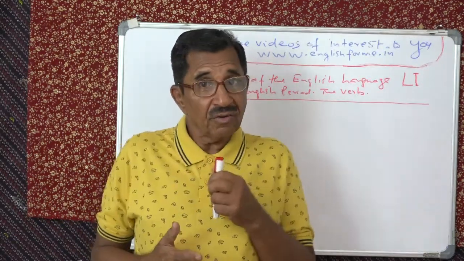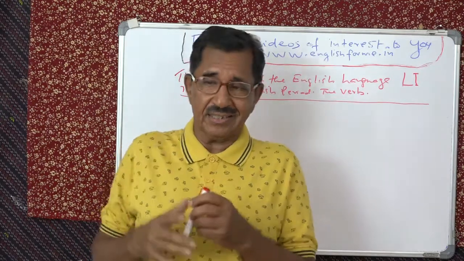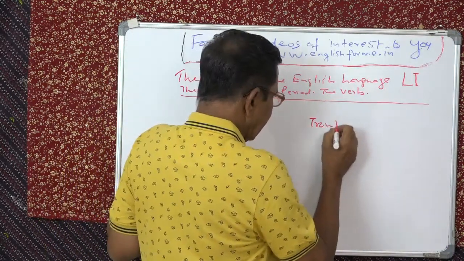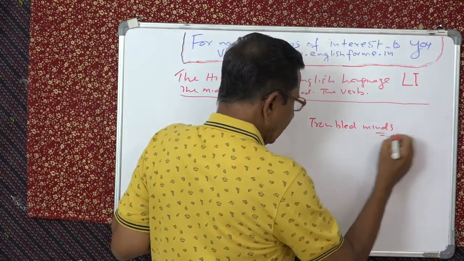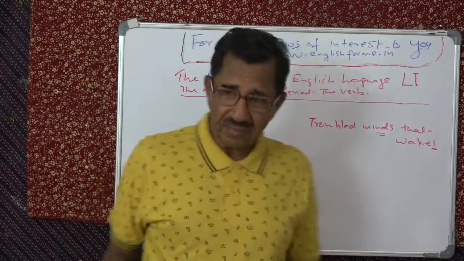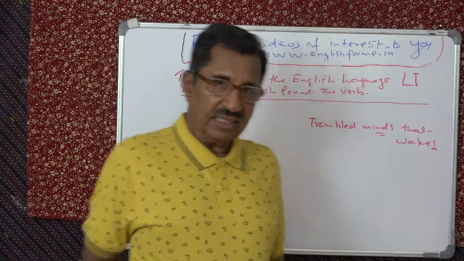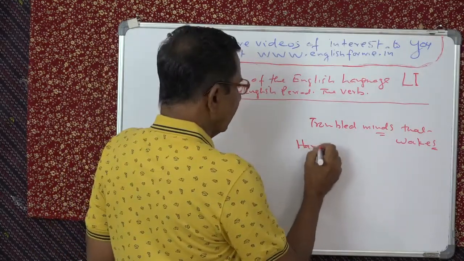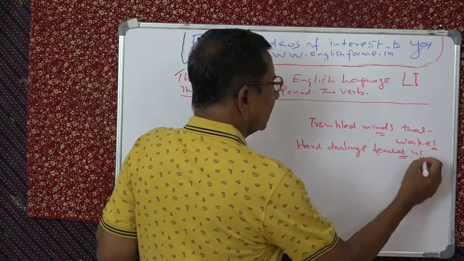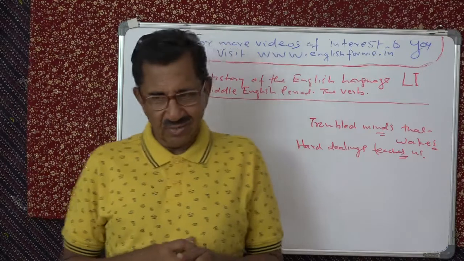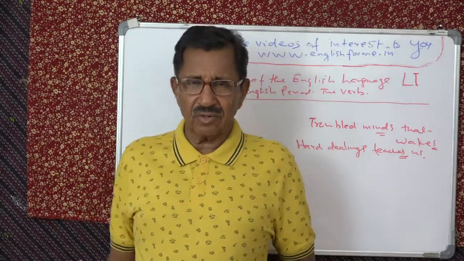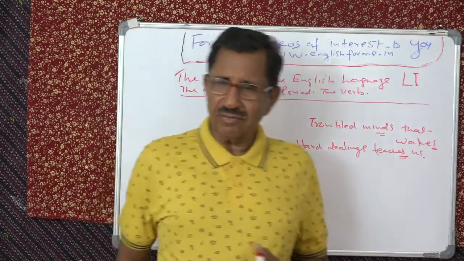Sometimes what happens, you know, the plural of third person also carried this S. See, troubled minds that wakes. Plural that wakes. So that is an S form here. So in plural also something they used to do. Hard dealings teaches us. So very often it was used like this. But finally, by the 17th or 18th century, it was fixed because of the work of Dr. Johnson, Swift and Defoe, Daniel Defoe and so on.